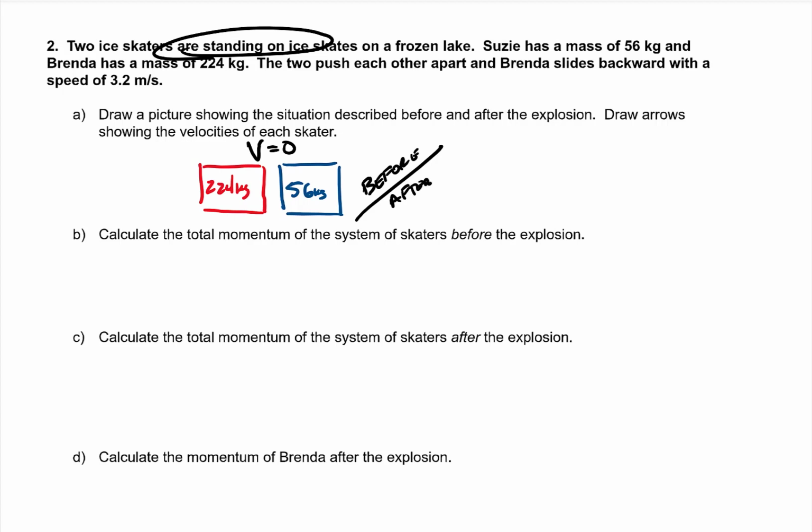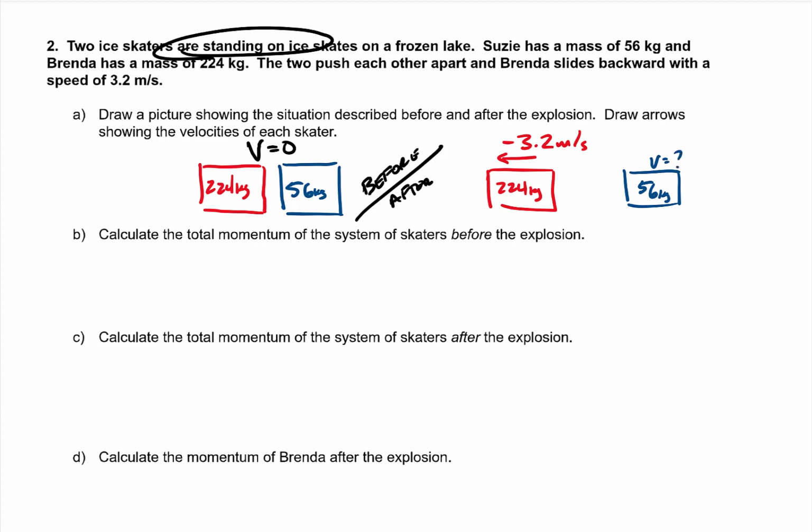For our after, we are told that Brenda is moving backwards with a speed of 3.2 meters per second. We're going to have to make that negative because it's backwards. And we want to know what Susie, at a mass of 56 kilograms, is doing.